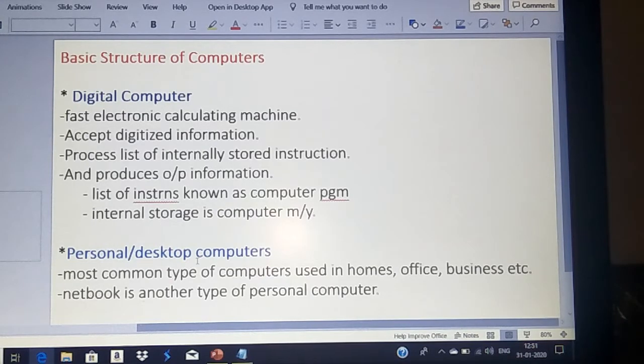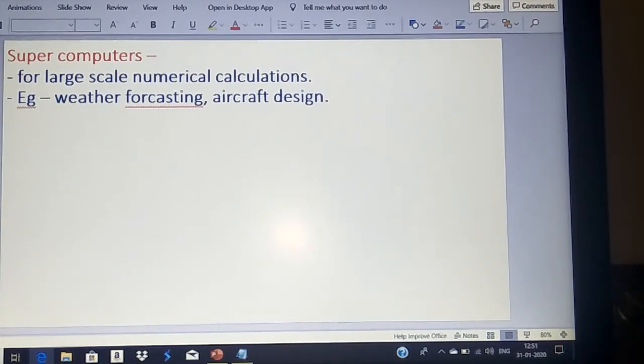Then personal and desktop computers. The most common type of computers we are using in homes, offices, business, etc. belongs to personal or desktop computers. Netbook is an example of a personal computer. Laptops, tablets, etc. all belong to personal or desktop computers. Supercomputers are mainly used for large-scale numerical calculations, for example weather forecasting, aircraft designing, etc.